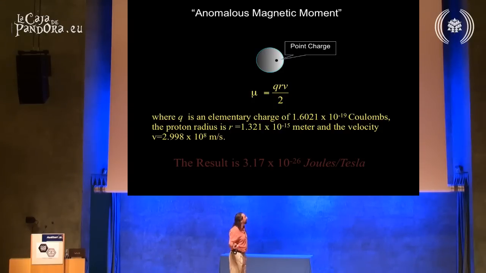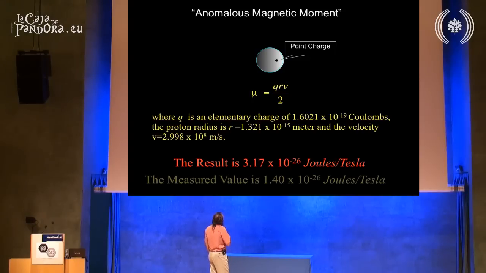The measured value in the laboratory is 1.4 multiplied by 10 to the minus 26 joule per Tesla. Very close, considering this charge here should be around the whole proton, not just on the point. So we get the right answer for the magnetic moment of the atom. Now we can explain that charge comes from the vacuum interacting, producing the boundary condition of the black hole atom. And that charge is coming from this interaction.